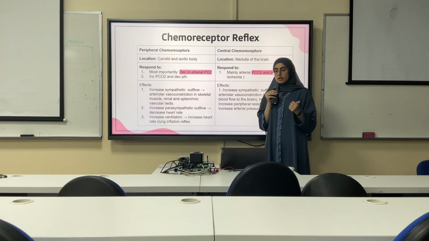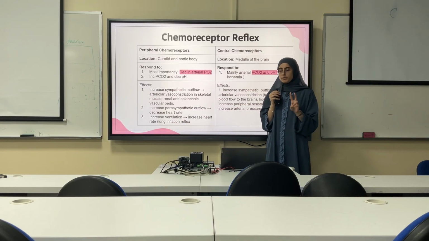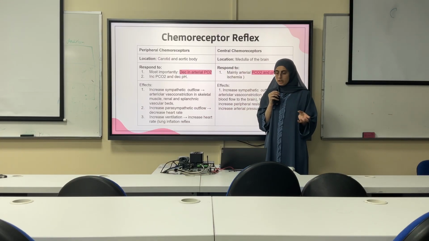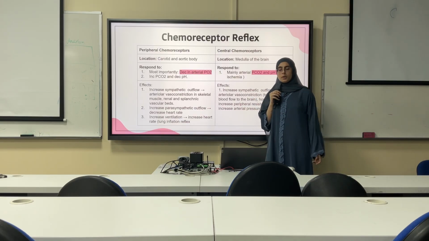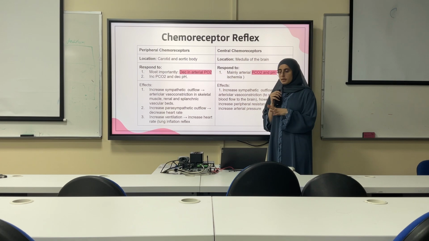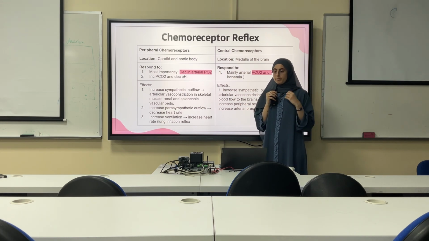And those were the major two regulations. Now we're going to go to the chemoreceptor reflex. The chemoreceptor reflex, we have two types. One of them is in the peripheral and one of them in the central. The major difference is their location and what they're concerned with. In the peripheral, they're going to be present in the carotid and the aortic body, while in the central, meaning in the brain, they're going to be in the medulla of the brain.